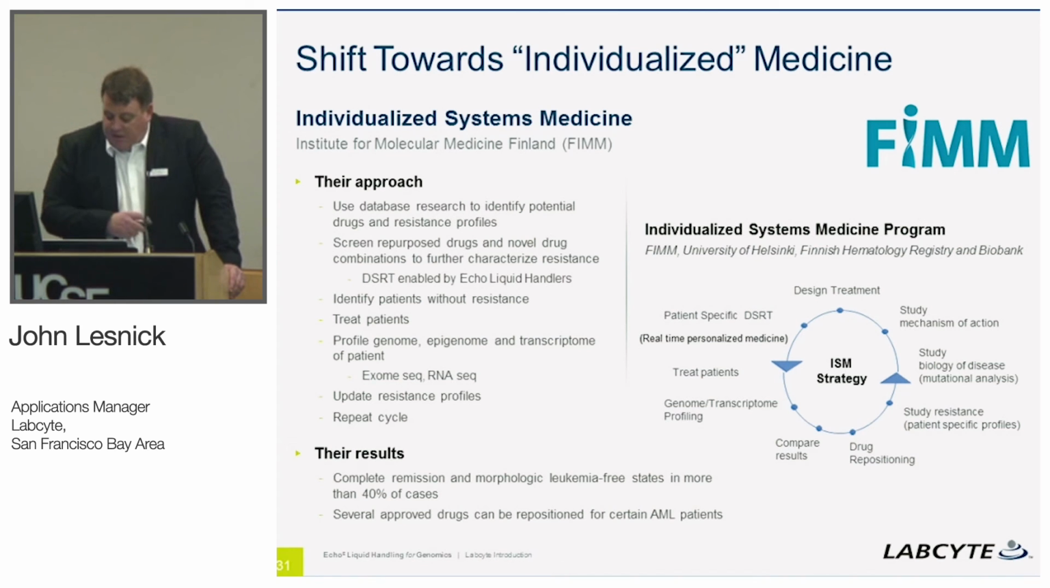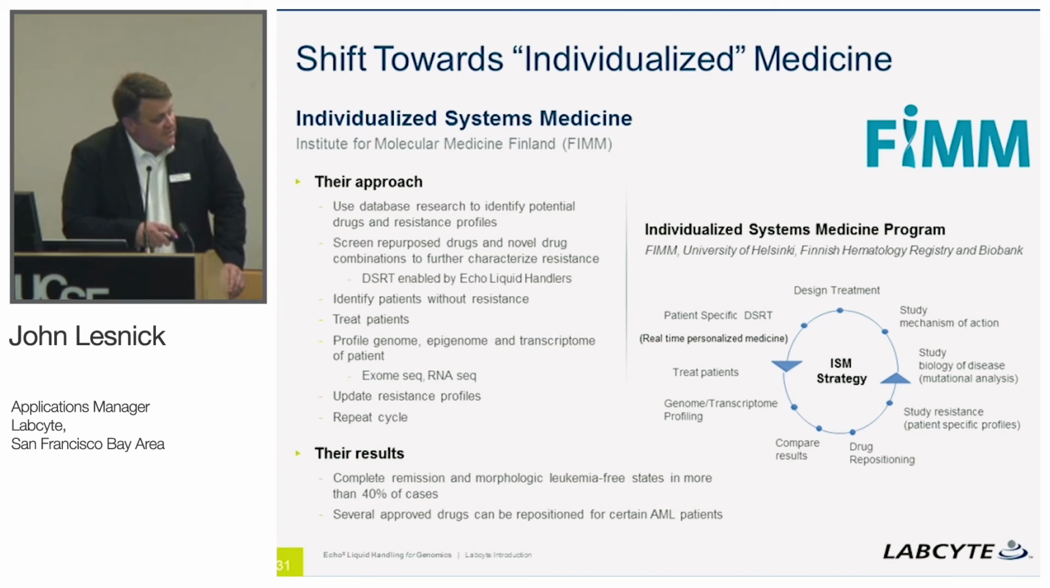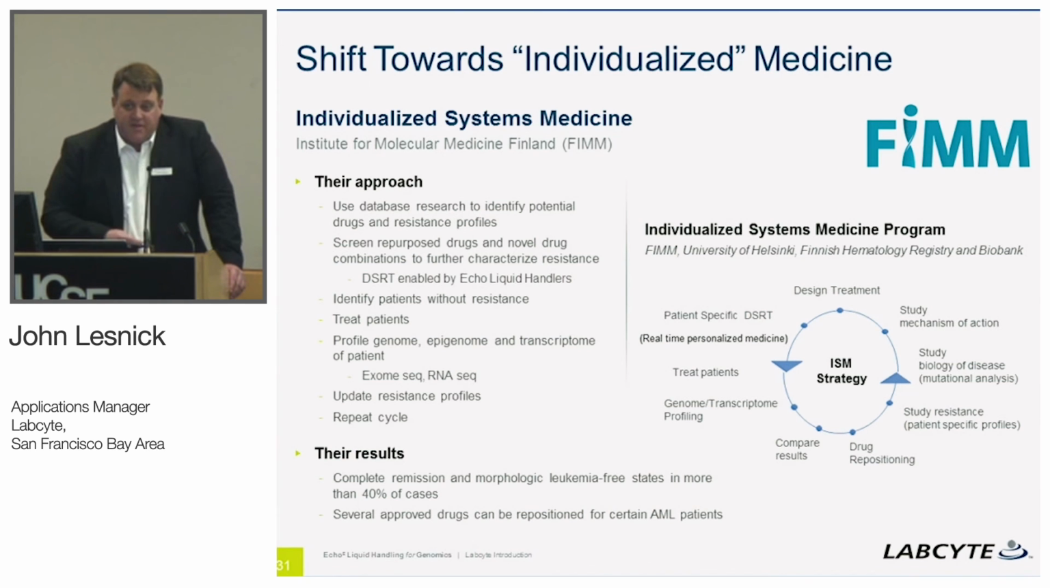You've got the study of the biology of the disease. This is what we're trying to accomplish by having the roadmap and showing where we can apply the applications. Here you've got the mechanism of action, another thing the Echo is able to help with. For patient specificity with the DSRT and the treatment, he's highlighting very well how he's using the Echo to enable this. And now with the NGS library prep and soon RNA-seq work, the genome and transcriptome profiling will also be enabled by the Echo in his lab.